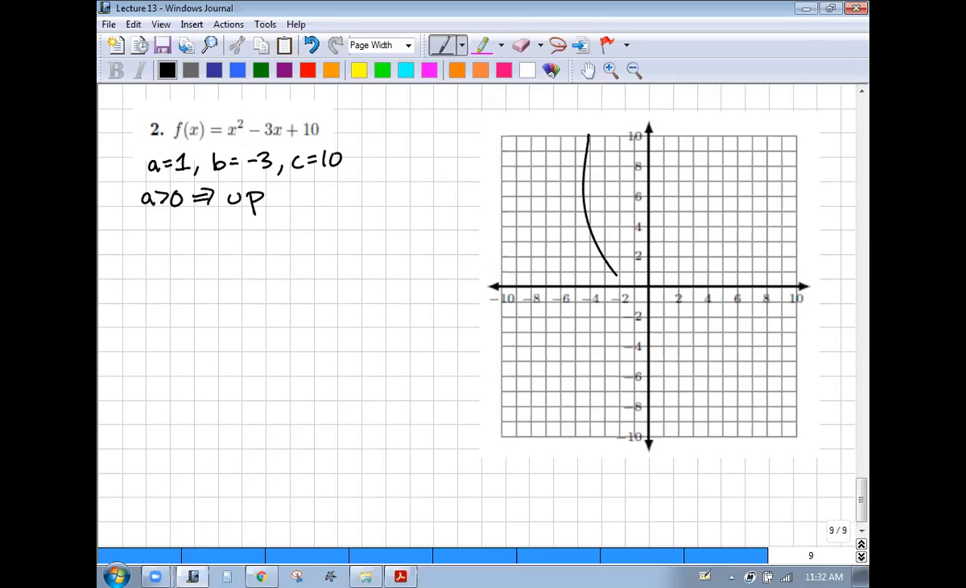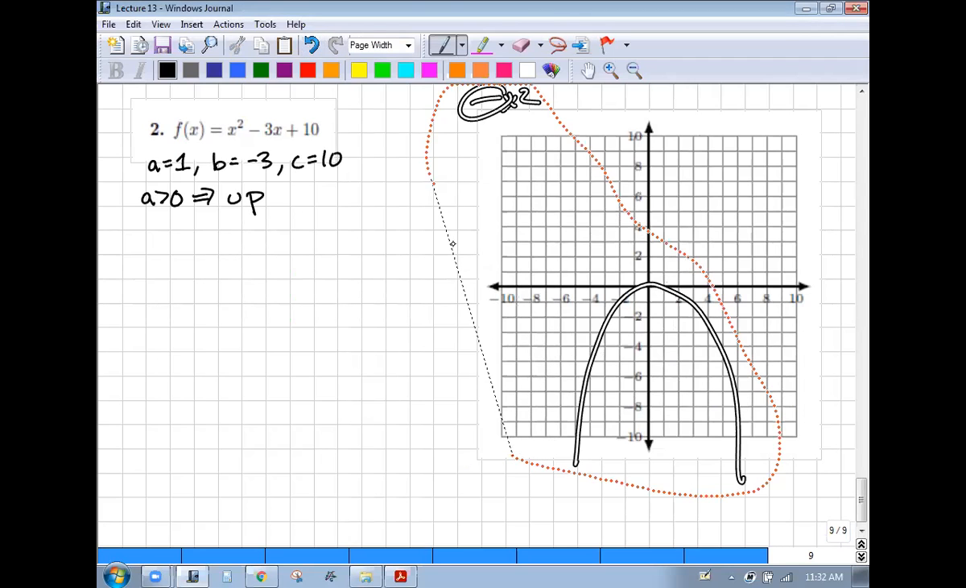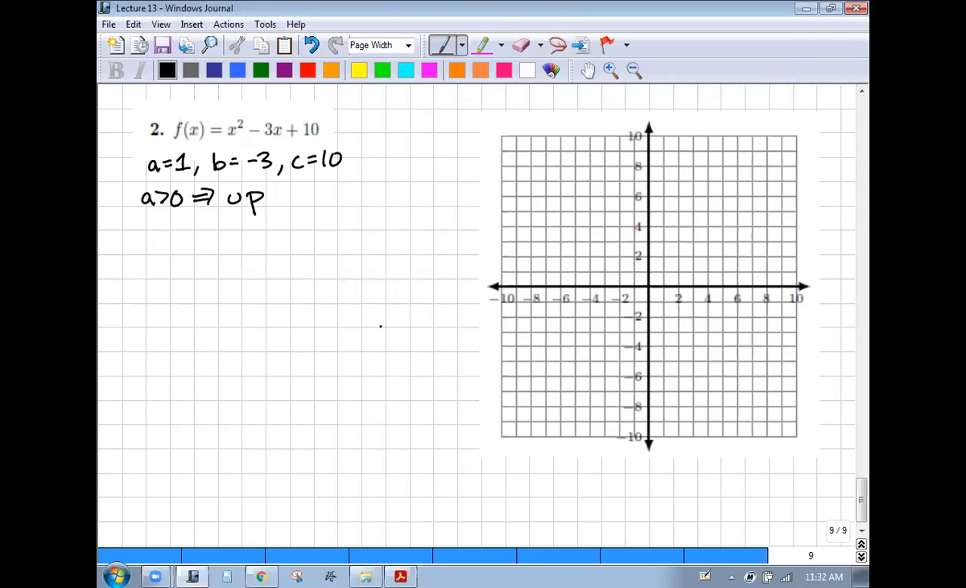Remember, x squared looked like that, it opened upward. Negative x squared would look like this, because anywhere you used to go up, you've made it negative, so now you go down. So this is what negative x squared would look like. It's just like x squared, but flipped upside down.